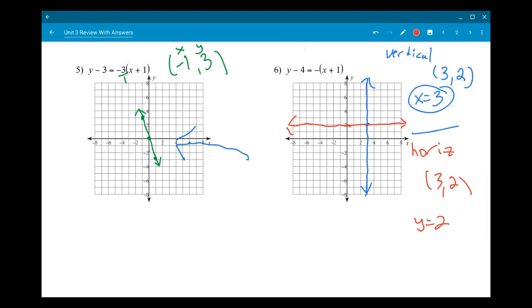So in the end, vertical is always going to be written as x = a number, and we're pulling the x value from the equation, and horizontal is always going to be y = a number, and we're pulling the y value directly from that equation. Hopefully that horizontal and vertical explanation was helpful.